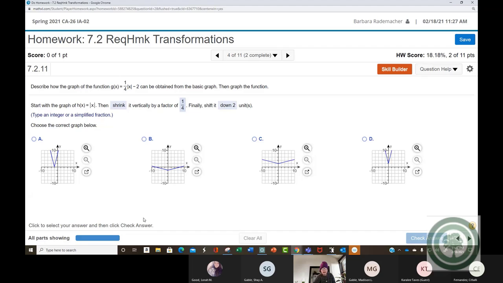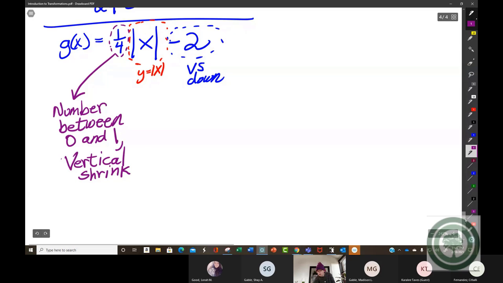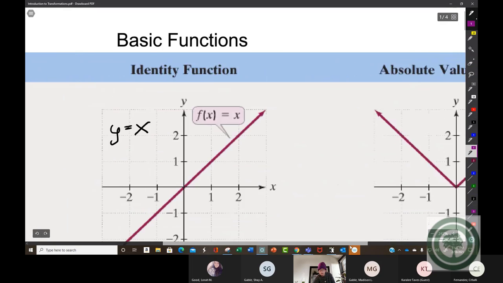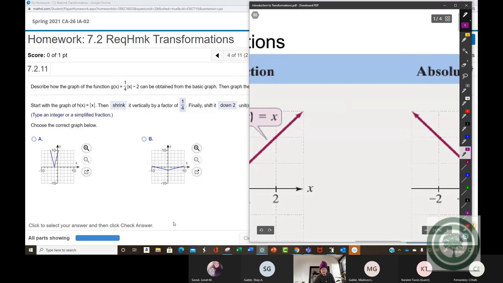Okay, you do not need a graphing calculator to choose the right one, which is B. All you need is to reason this out. You've got your basic V graph. It's multiplied by a 1/4, so that lowers the arms. And then you move it down 2 units. So you have a flatter absolute value moved down 2 units. Could only be that one.